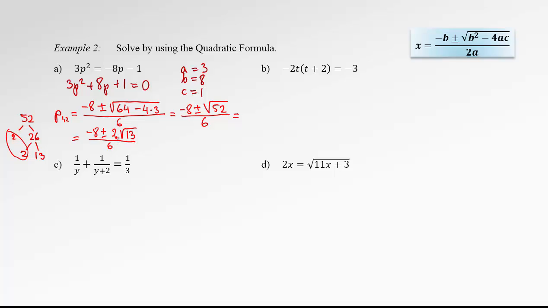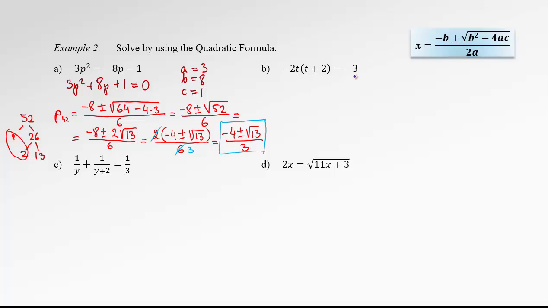Since in the numerator we have a common factor 2, let's pull it out of the bracket. So in the bracket we have negative 4 plus minus root 13 over 6. And now we are ready to reduce 2 with 6, leaving 3 in the bottom. So the final answer is negative 4 plus minus root 13 over 3. We need to give the final solution in a simplified form.